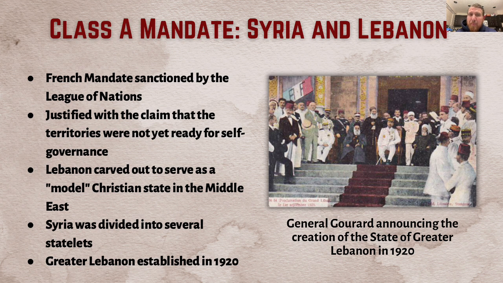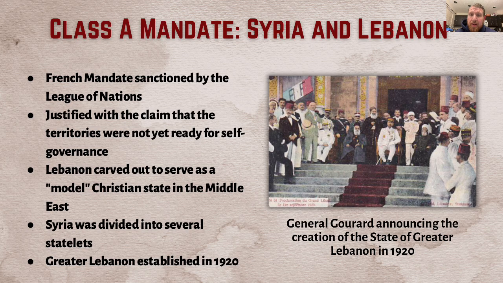The French justified their mandate with the claims that the territories were not yet ready for self-governance, and thus required French assistance to modernize and develop politically, economically, socially. If you think about it, it was really just the same rationales for imperialism from Unit 6, right? So France divided the mandate into several entities, really to reflect the diverse ethnic and religious makeup of the population, but also to implement a divide and rule strategy that would weaken nationalistic and unifying movements.